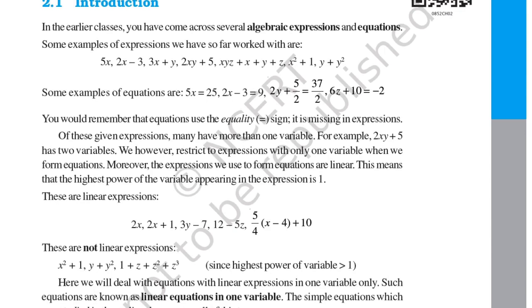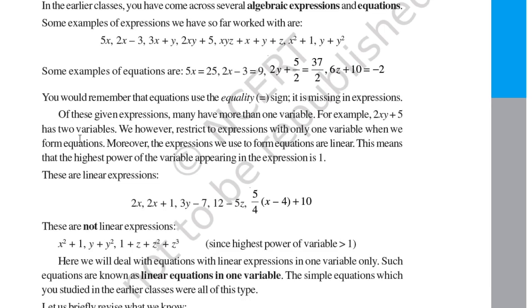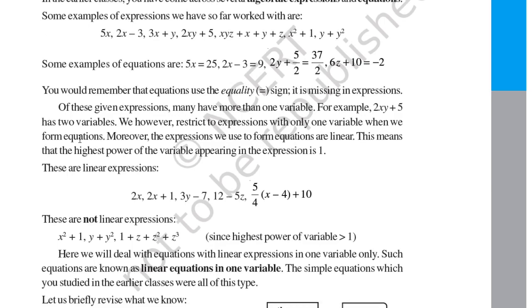5x is equal to 25. So you can see this is a type of equation, and then 2x minus 3 is equal to 9, 2y plus 5 by 2 is equal to 37 by 2, and 6z plus 10 is equal to minus 2. You would remember that an equation uses the equality sign, which is missing in an expression. In the expressions there is no equal to sign, there are only expressions given here.